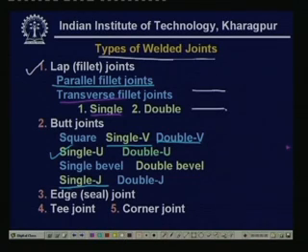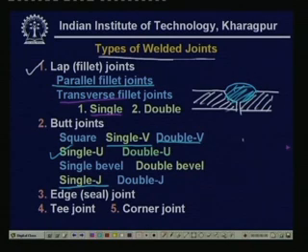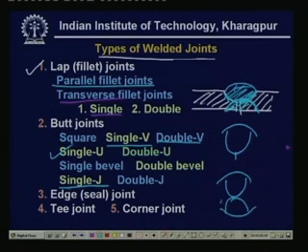Single U joint is where both pieces are kept here and then molten metal is added. So, this is single U and this is this. We have double U if we have this kind, that is, the grooves are cut on both sides, and we have the symbol. So, this is single U, that is double U.